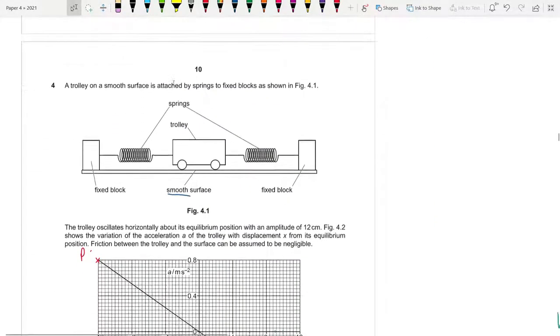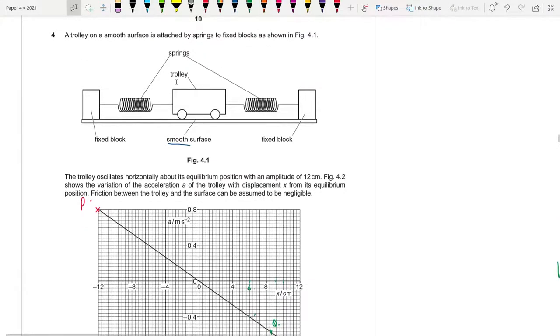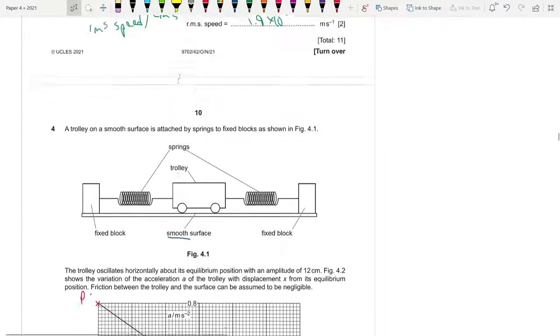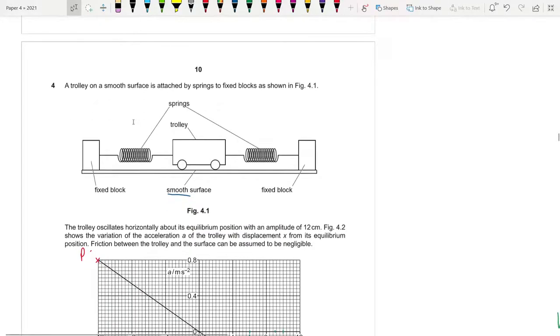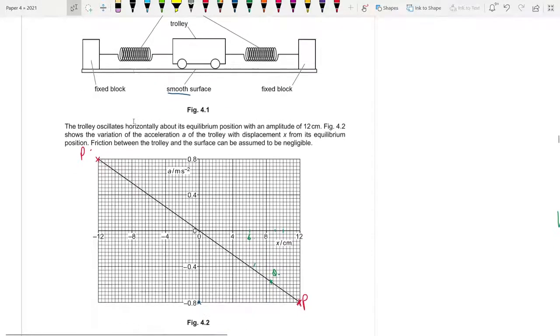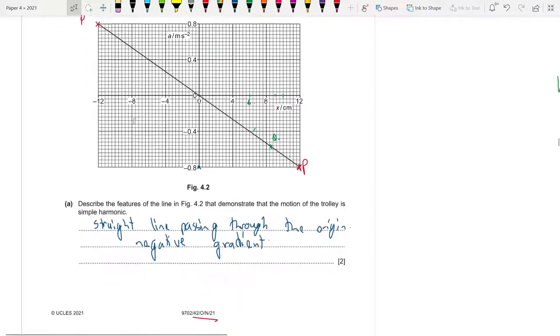Okay, let's move on to question number 4. 4 is a bit complicated. A trolley on a smooth surface is attached by springs to fixed blocks as shown. This is a question of simple harmonic motion. The trolley oscillates horizontally about its equilibrium position with an amplitude of 12. Figure 4.2 shows the variation of the acceleration a of the trolley with displacement x from its equilibrium position. Friction between the trolley and the surface can be assumed to be negligible. Okay, so no energy is lost since it's a smooth surface.